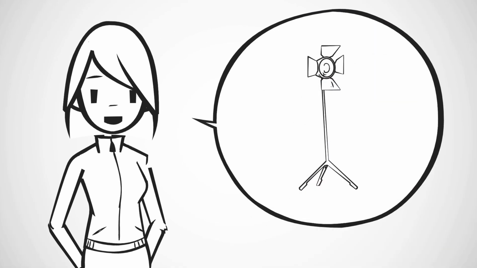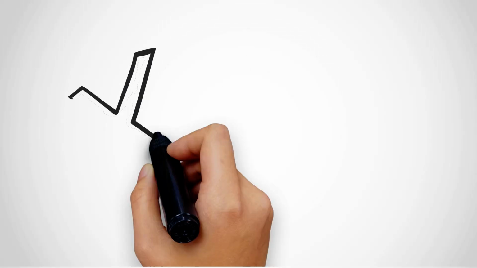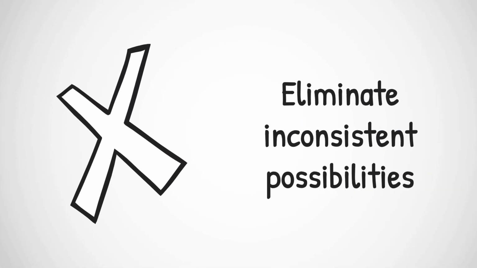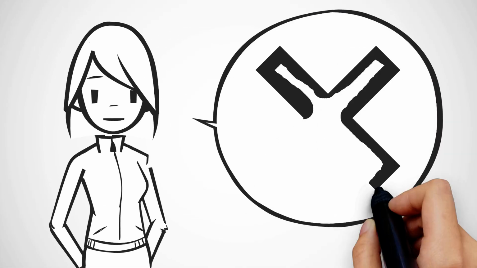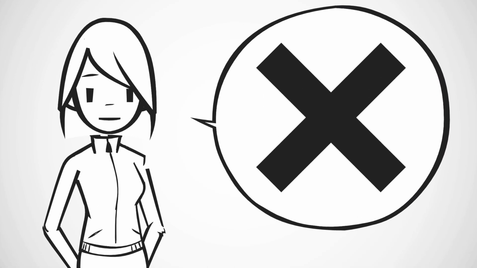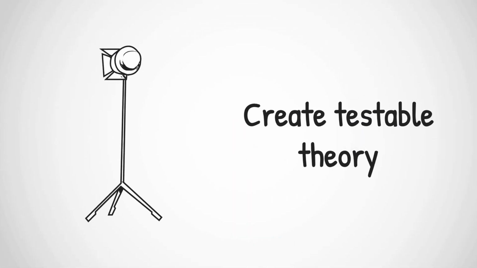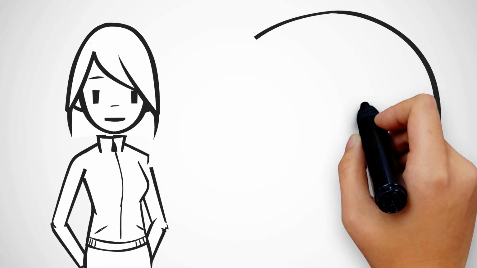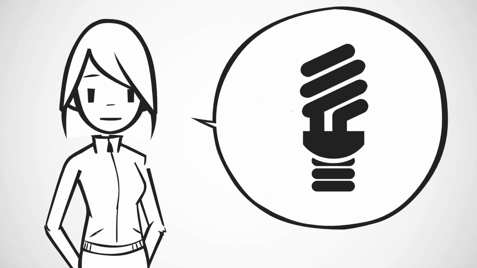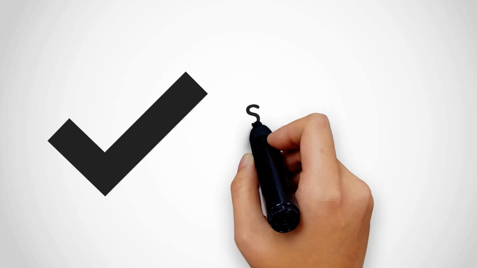Begin with the simplest and most likely explanations. Then rule out possibilities that do not match the evidence. The purpose of this step is to create a reasonable theory that can be tested.